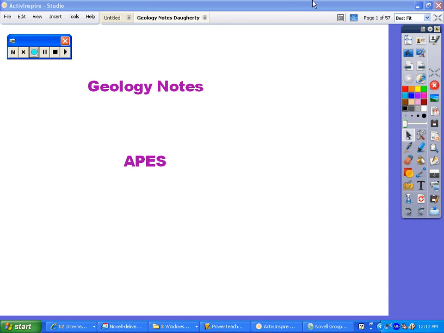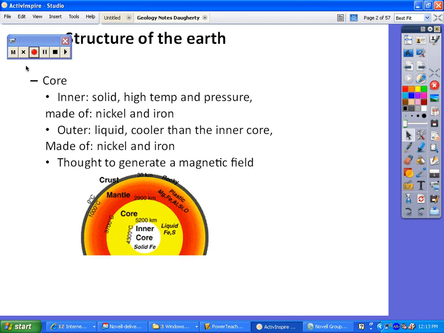Okay, so today we are going to do the first section of Geology Notes. We're going to go through plate tectonics and the different types of boundaries you would see with our different types of plates. So, let's start first just with the structure of the Earth.